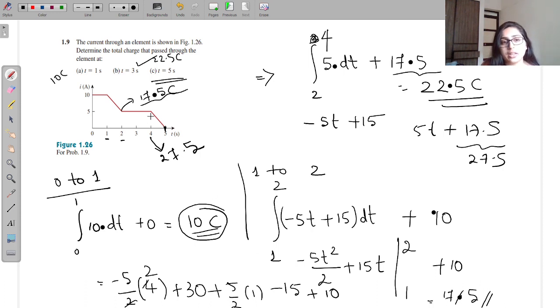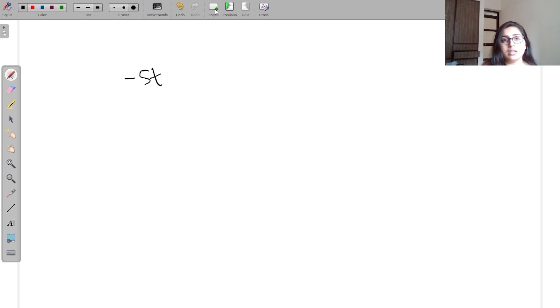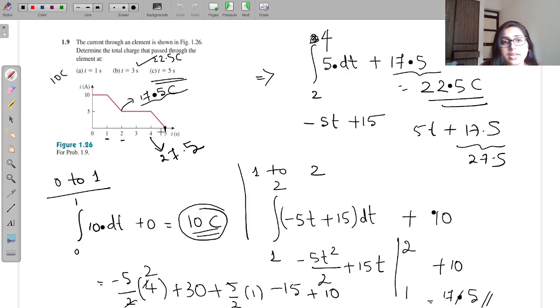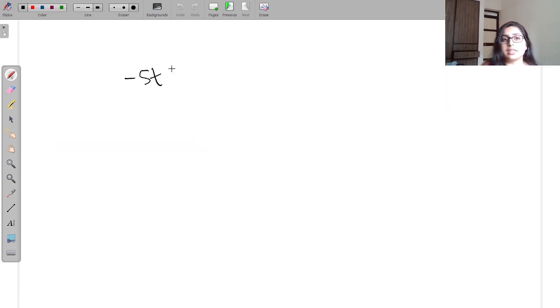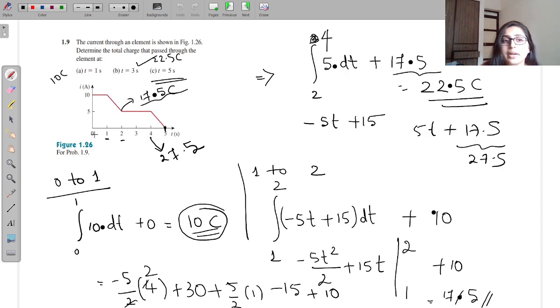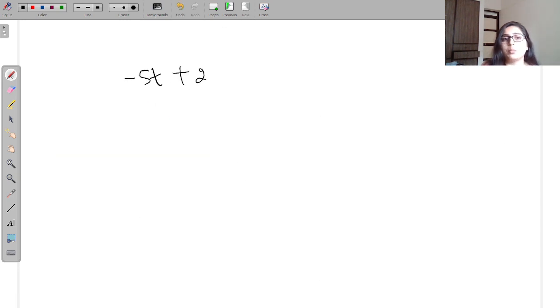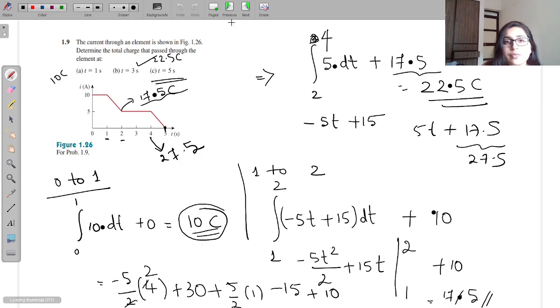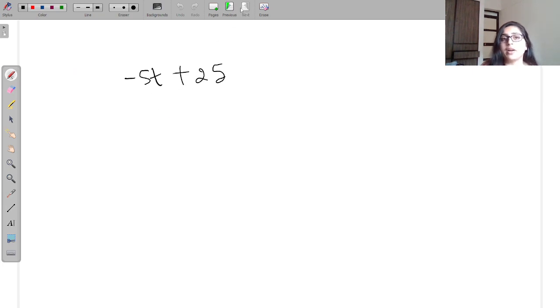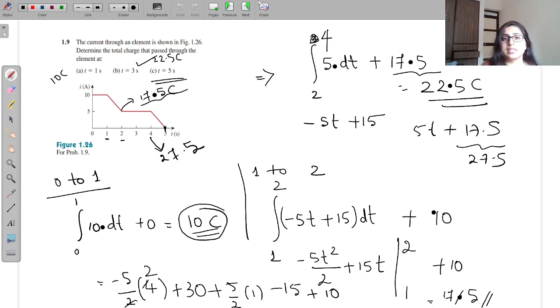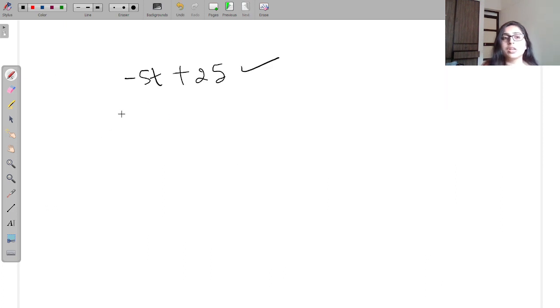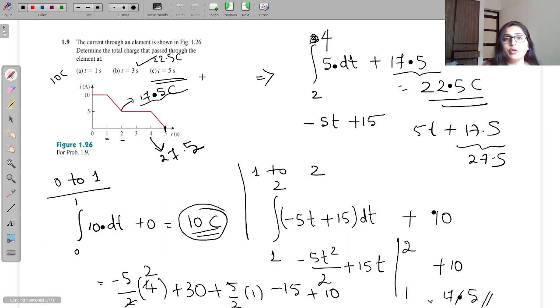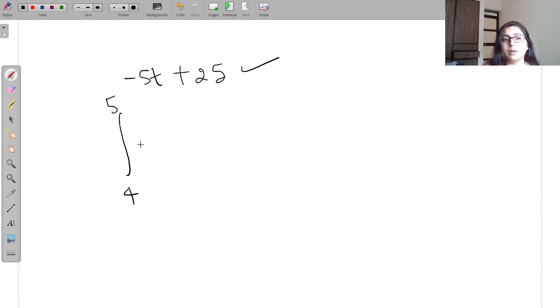Now again I have to find the equation for this one. So it is minus 5t, and you can see if I substitute t is equal to 5, in this particular case it is minus 25, but the answer is 0. So I have to add plus 25. Next, minus 5 into 4, minus 20 plus 25, 5. The answer is 5. Yes, this is the equation for the current. So here I am going to write 4 to 5, minus 5t plus 25 dt.